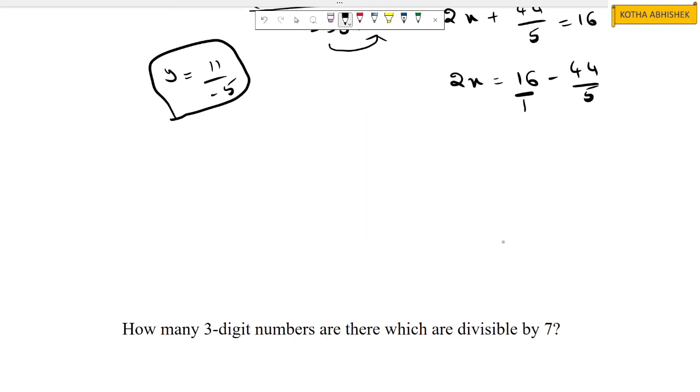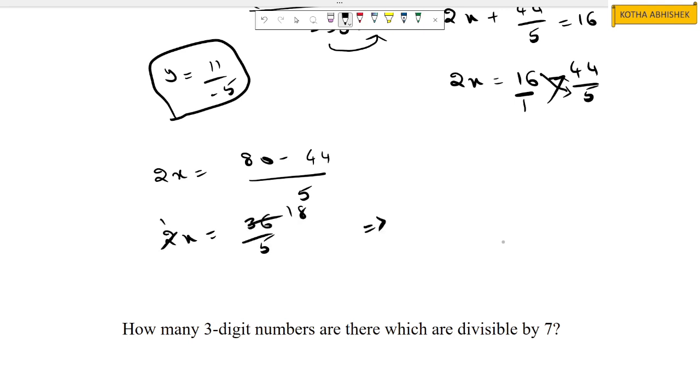Here 2x equals 16 times 5, 80 minus 1 into 44, it is 44 divided by 1 into 5, 5. So we will get 2x equals 80 minus 44 is 36 divided by 5. Here 2 ones are 2, 2 18s are 36. So the value of x is 18 by 5.